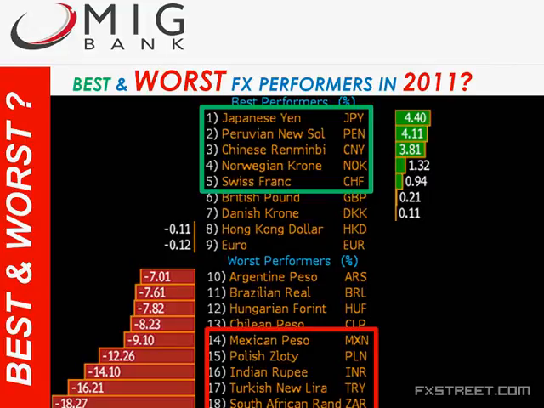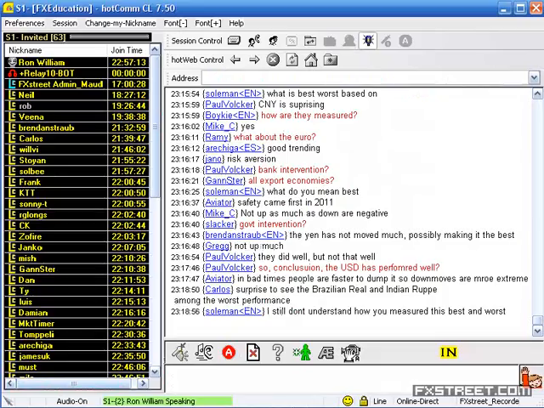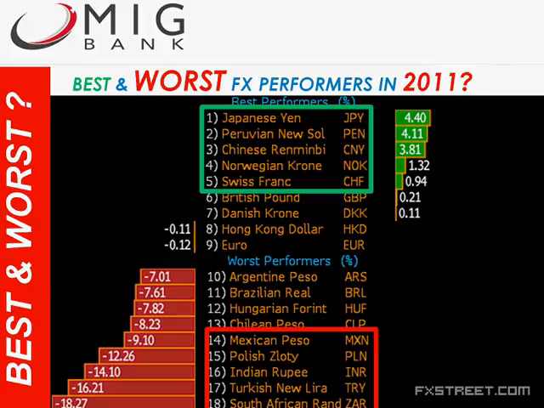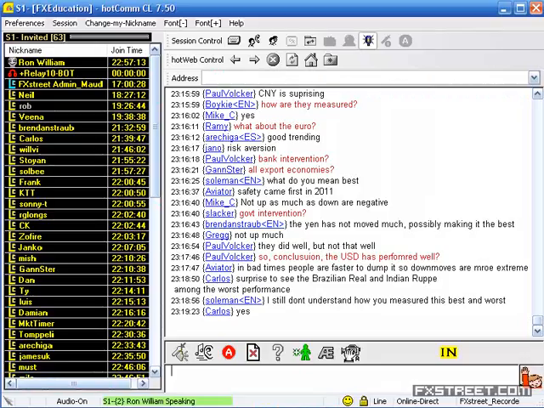Now I'm just going to read a few of the comments. Someone is saying they are surprised to see the Brazilian real and Indian rupee among the worst performers. Someone else says, I still don't understand how you measured this best and worst. Just for those who are asking how this is measured, it's based on the percentage performance of FX spot prices. It's just a very simple measure of how many percentage points that currency has moved up or down for the year. Is that clear? Okay, I'm just going to move on from this.